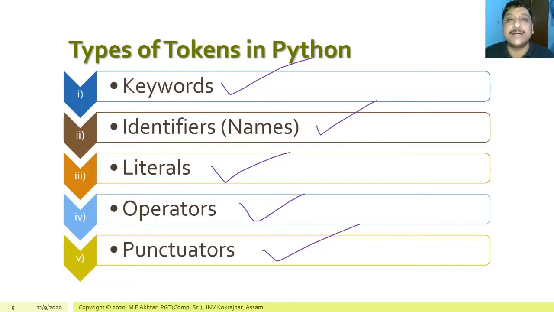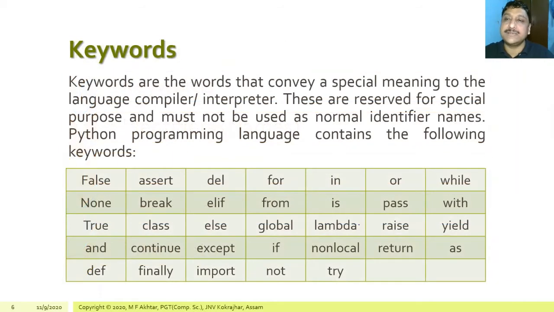Suppose we want to add two numbers, the plus symbol is to be given to add two numbers. This plus is known as an operator. Then punctuators are the separators, just separators, like comma, semicolon. We will learn these things in detail.